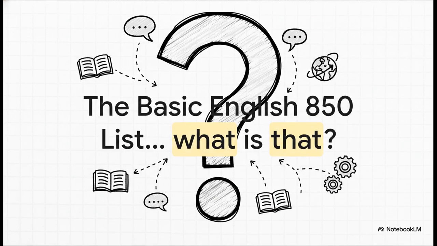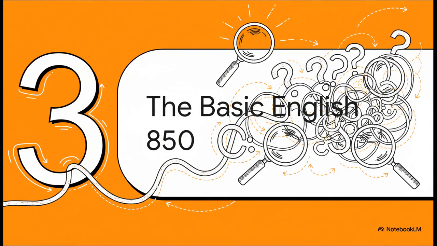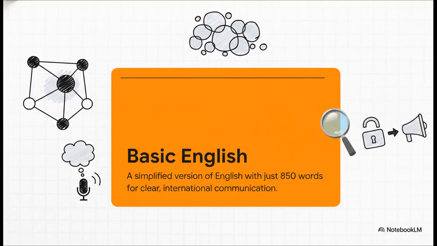So, of course, that begs the question, right? The Basic English 850 list, what in the world is that? Okay, let's pull on that thread. That takes us right here to the Basic English 850. Figuring this out is really the heart of the whole thing. So what is it? Well, Basic English is basically a simplified version of English. It's a special list of just 850 essential words. And it was put together for a very specific reason, to create a super clear, super effective tool for communication.